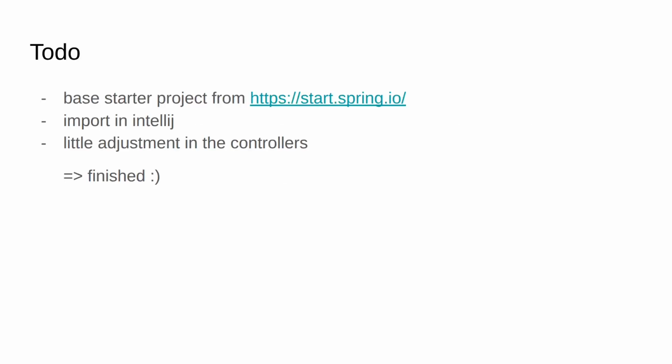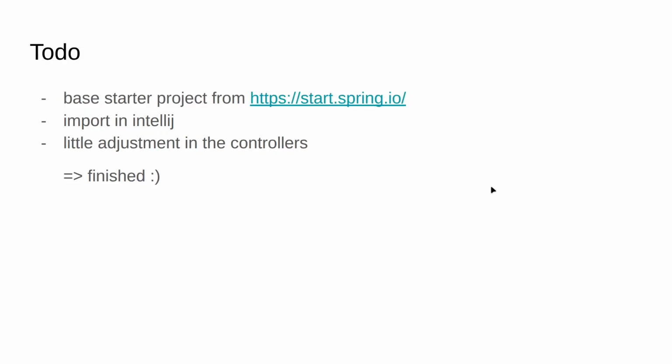Today I want to show how to implement a single simple REST service with Spring and Java. The to-do list of today is going to start.spring.io to get a base starter project with all the necessary packages. Then we import it in IntelliJ and make a little adjustment in the controllers, and then we are already finished. It's really easy to do it that way, but you will see.